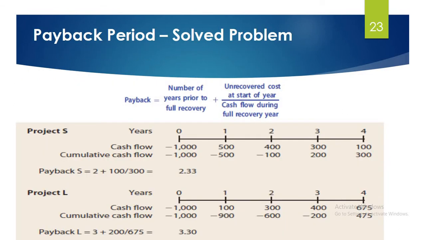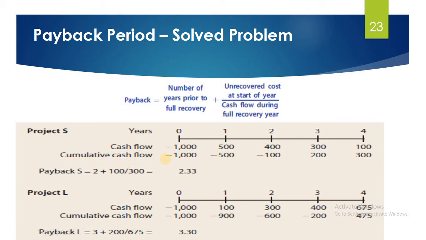Now let's look at the calculation of payback period of project S and project L. We focus on project S over here. Project S needs an initial investment of $1,000. Then it will generate $500 in year 1, $400 in year 2, $300 in year 3, and $100 in year 4. Now the second row shows cumulative cash flows.